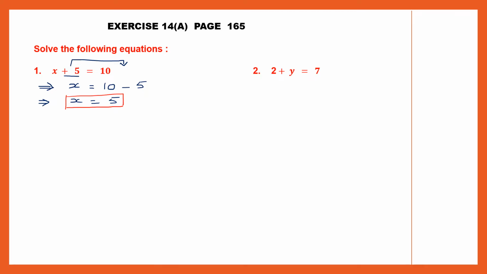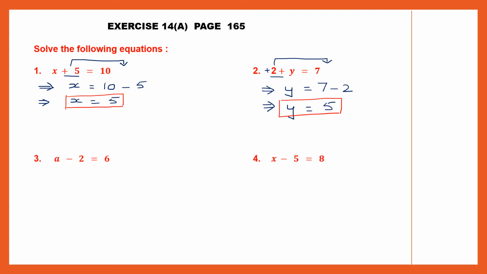Question 2. Here the unknown quantity is y. So we will leave the unknown quantity on the left hand side. On the right hand side, leave 7 as it is. Let's transpose 2. Now 2 is plus 2. We are going to transpose it to the right hand side. It's going to become minus 2. So now we can solve for y. Y is equal to 7 minus 2, which is 5. So the answer here is, in this equation, y is equal to 5.